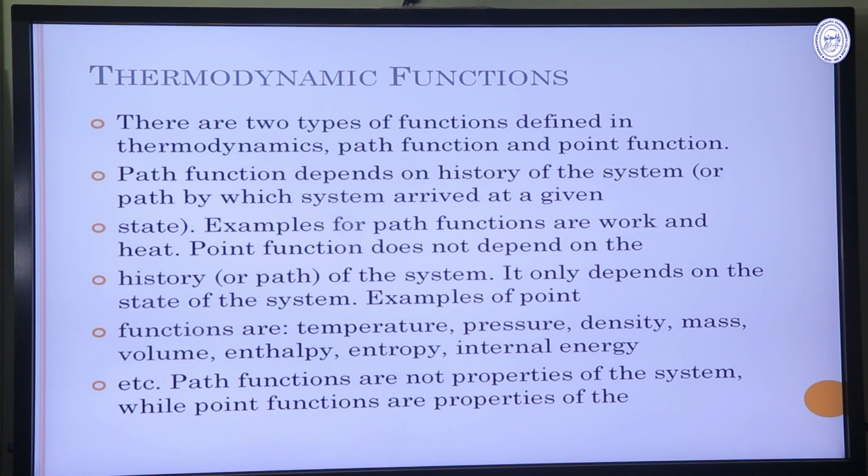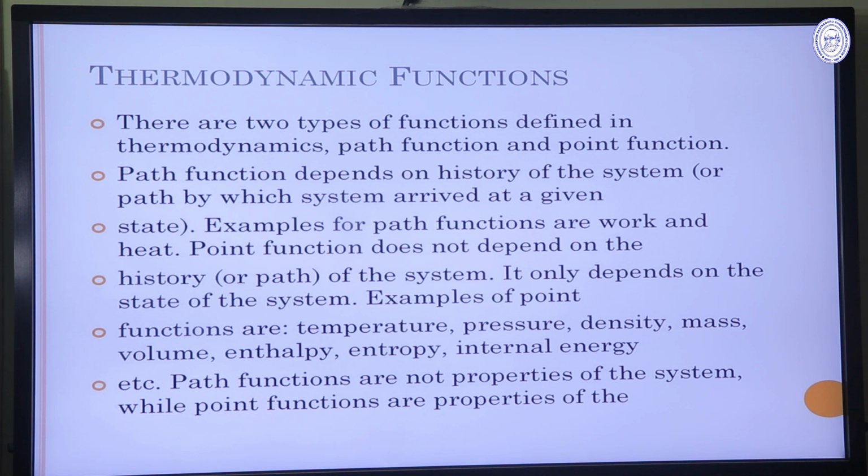Now, as we are going deeper into the branch or the world of thermodynamics, we would also like to know the different other functions of thermodynamics. Here we will be discussing the thermodynamic functions, and there are two most important ones. First is the path function and second is the point function. As we deal with the different kinds of reactions, we will see situations where some parameters are path functions, some parameters are point functions.